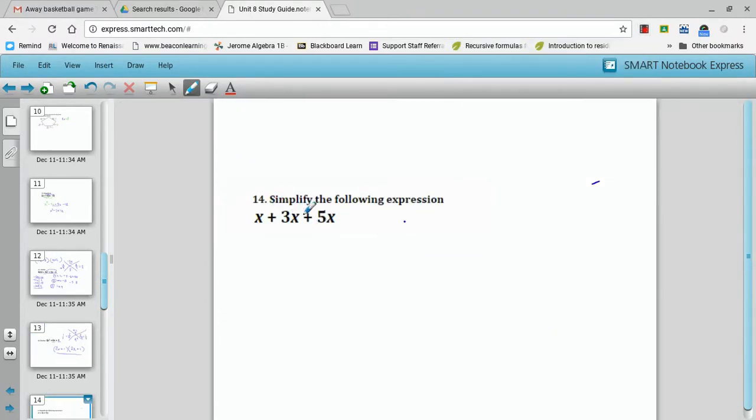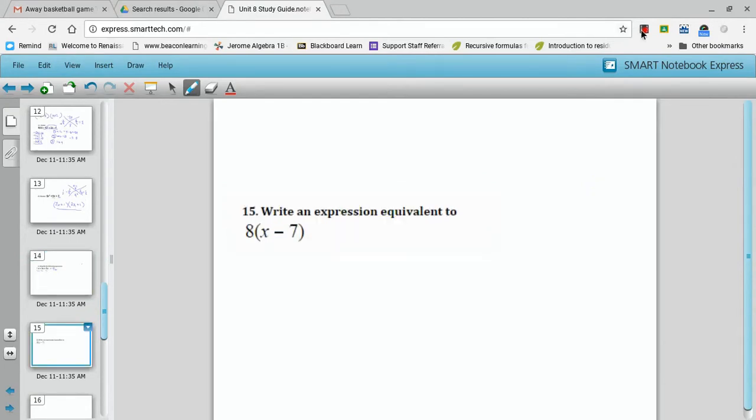Okay, and the next one, 14, simplify the following expression. Well, we got to combine like terms, and if you notice, all 3 of these are like terms. There's a 1 right here. 1x plus 3x is 4x. 4x plus 5x is 9x. So to simplify that expression, your answer is 9x.